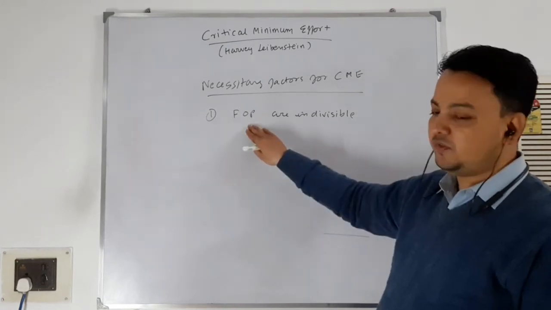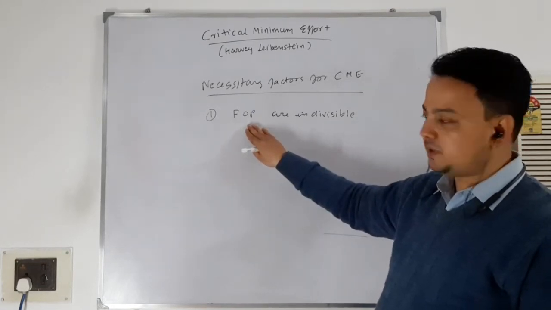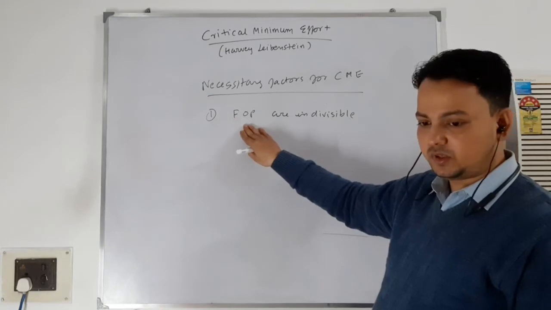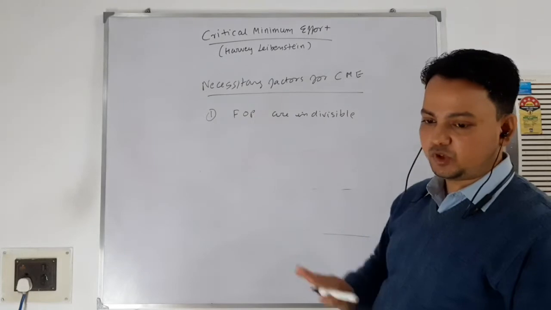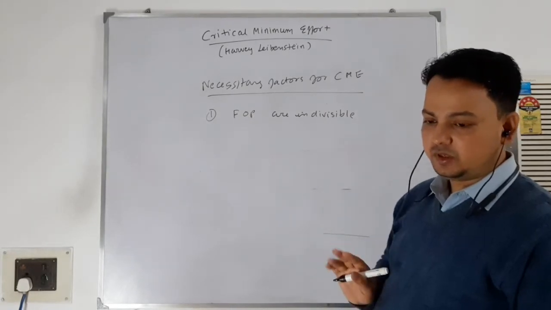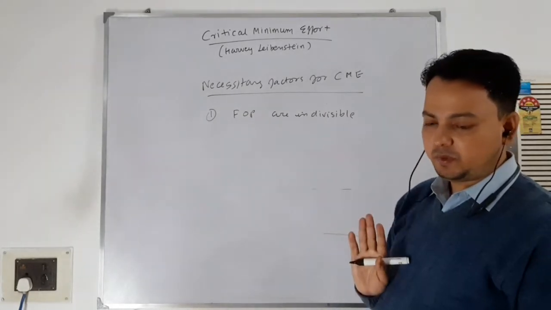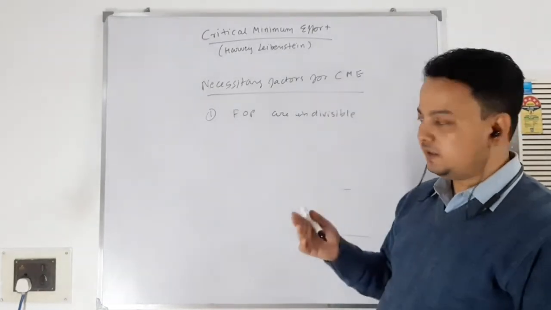Why do we require a critical minimum level of investment? Because there are certain factors of production, or you can say certain inputs, used in the production process that are indivisible. You will be required to have them in a certain minimum amount. Without that, there will be internal diseconomies.